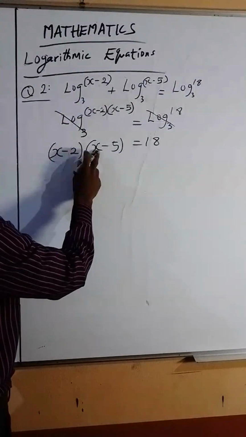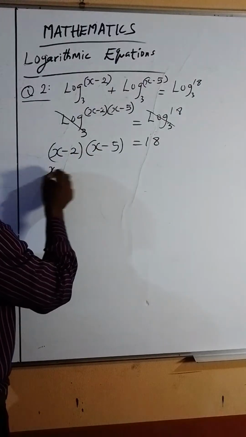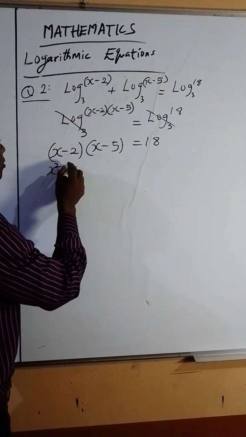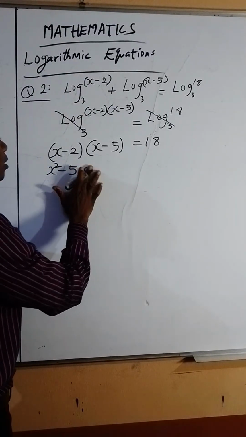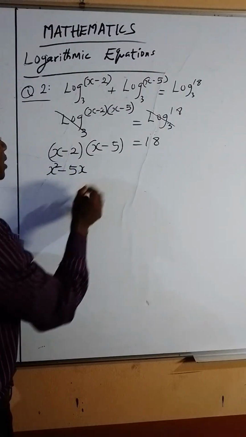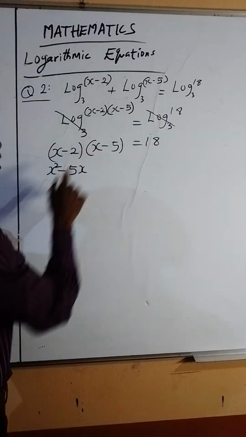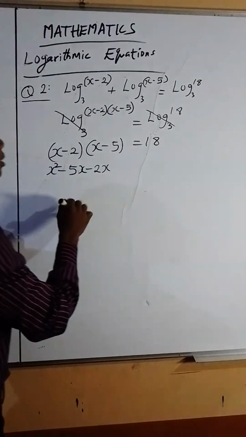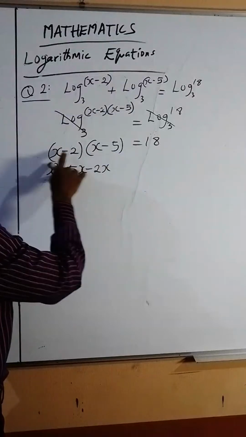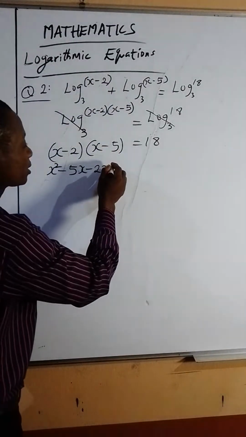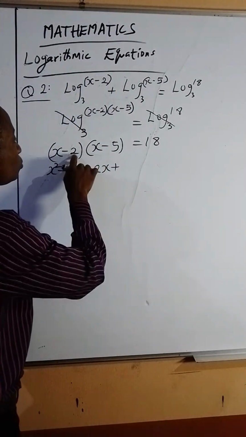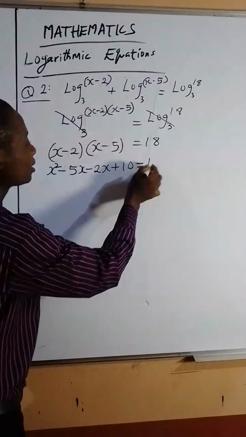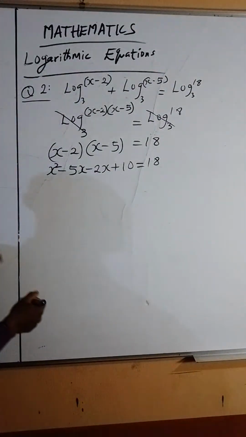So x times x is x squared. Then x times minus 5 is minus 5x. Then minus 2 times x is minus 2x. Then minus 2 times minus 5. Minus times minus is plus, like we had before. Then 2 times 5 is 10. So we have our 10 here. And this is equal to 18.